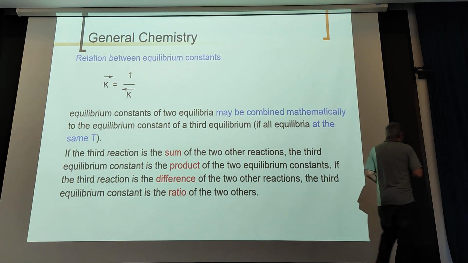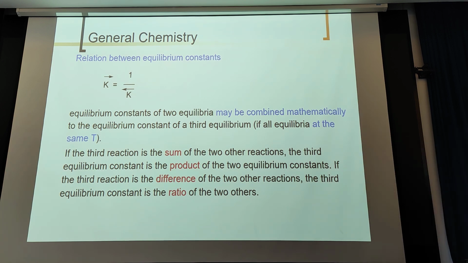Equilibrium constants also have relations to each other. A very simple one is that if we invert the reaction and we change reagents and products, the products become the reagents and the reagents become the products, so that means we invert the arrow. Then the equilibrium constant becomes a reciprocal, the inverse. That's logical because this is a ratio, which now A over B becomes B over A.